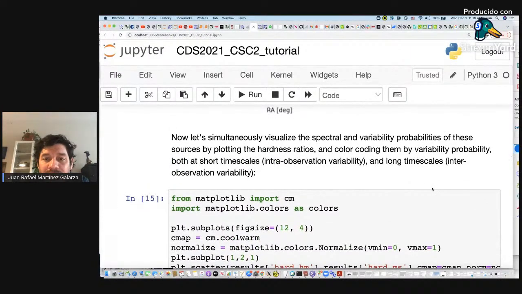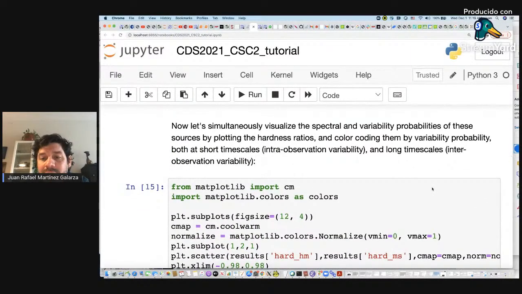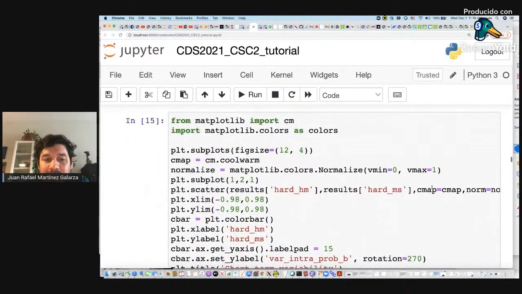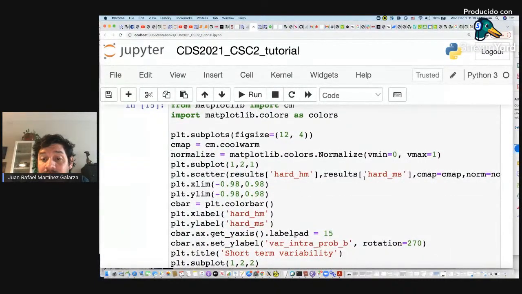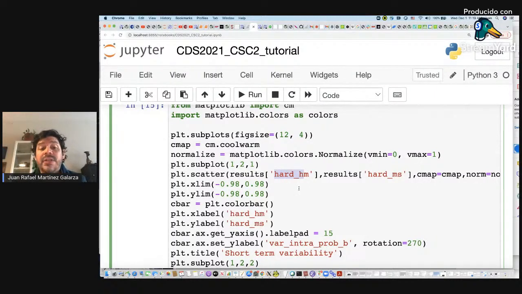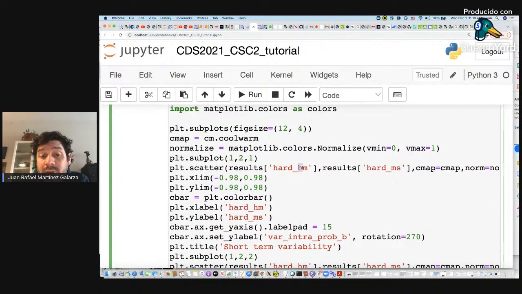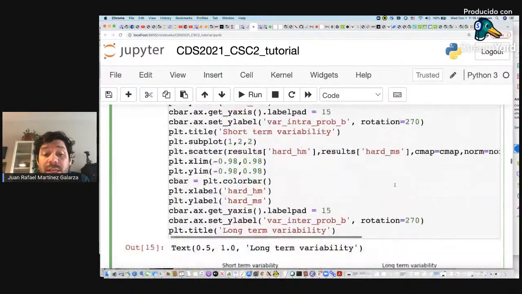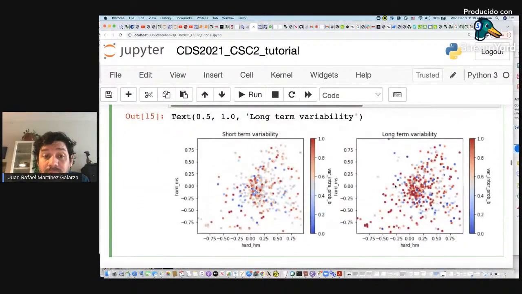So now let's try to visualize variability and spectral properties. And all I am doing here is I am going to plot the hardness ratios in two different bands. So remember that the hardness ratios just will tell you about the spectral shape. They will tell you whether your photons are mostly hard or mostly soft. And they can be defined for different bands. So the hard band, the medium band, and the soft band. And all I'm going to do here is plot them, the hardness ratios, and I am going to color code by variability.